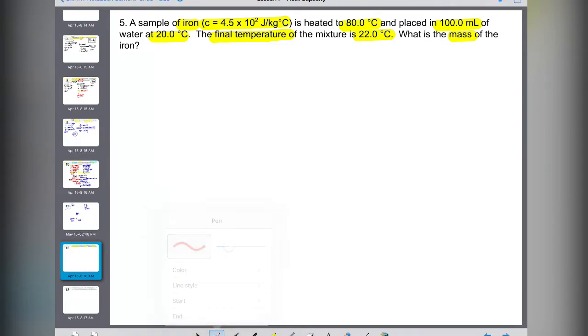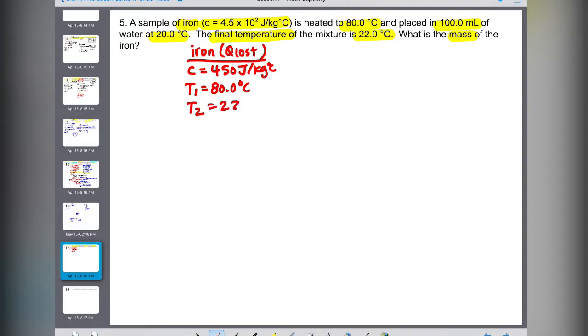Okay, so to list again, I like to do the hot one in red. So iron is the one that is going to go through the heat loss. And iron has a specific heat capacity of 450, and it is heated to 80. And it's placed in 100 milliliters of water. Oh, sorry, I'm just going to finish up. The final temperature is 22 for iron as well as for water, right?